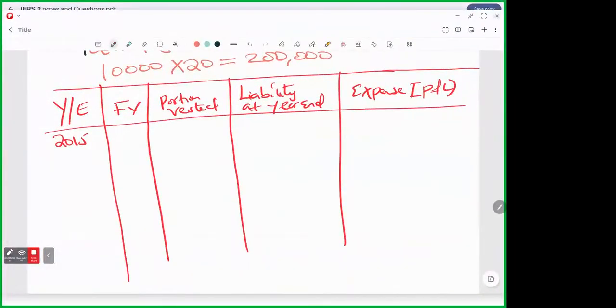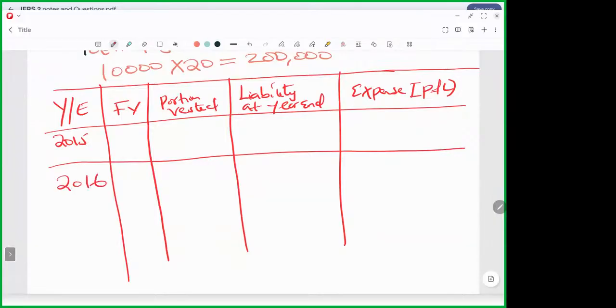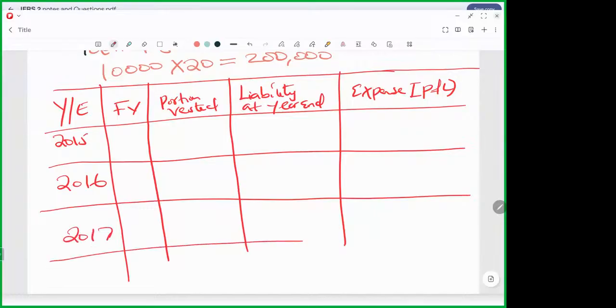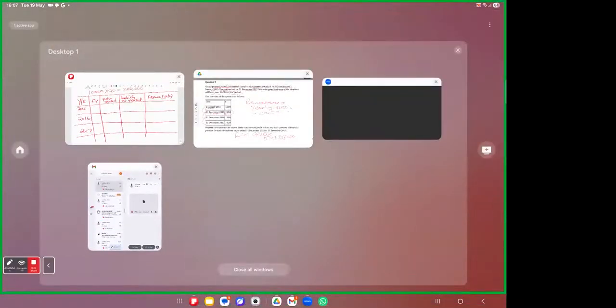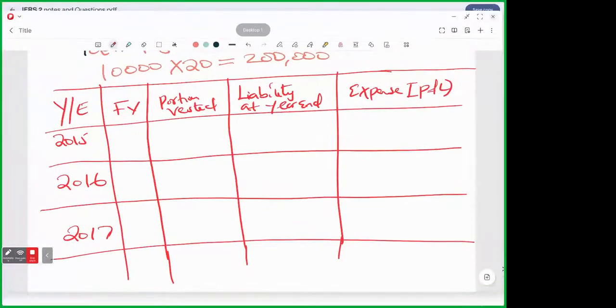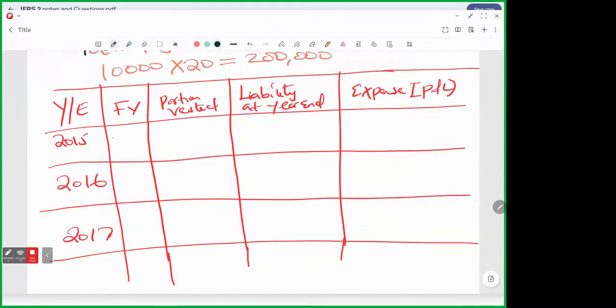So we have 2015. Please, this one you must leave big spaces. We have 2016. We have 2017 here. Leave big spaces like that. So the fair value here is 13.5, 13.8, 14.2. Fair value is 13.5. This is 13.8. This is 14.2, like that.